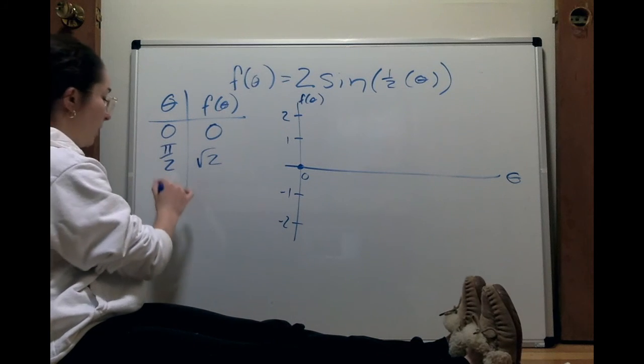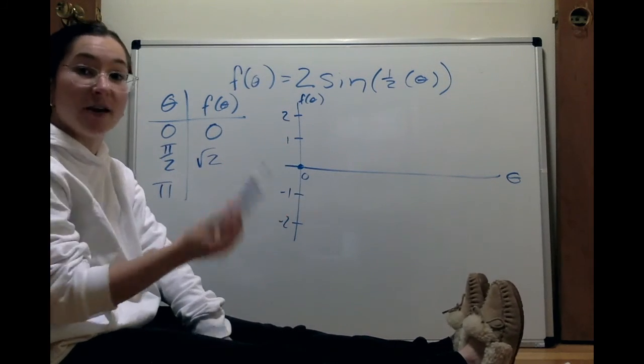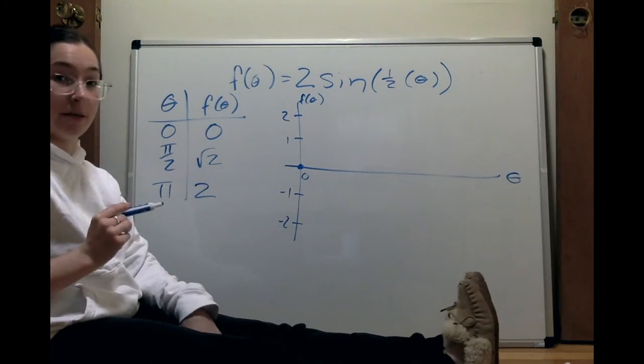The next one, if I put in pi, right? Sine of 1/2 of pi, sine of pi over 2, ooh, I know what that is. It's 1 times 2 is 2. Okay, that's a nice number.